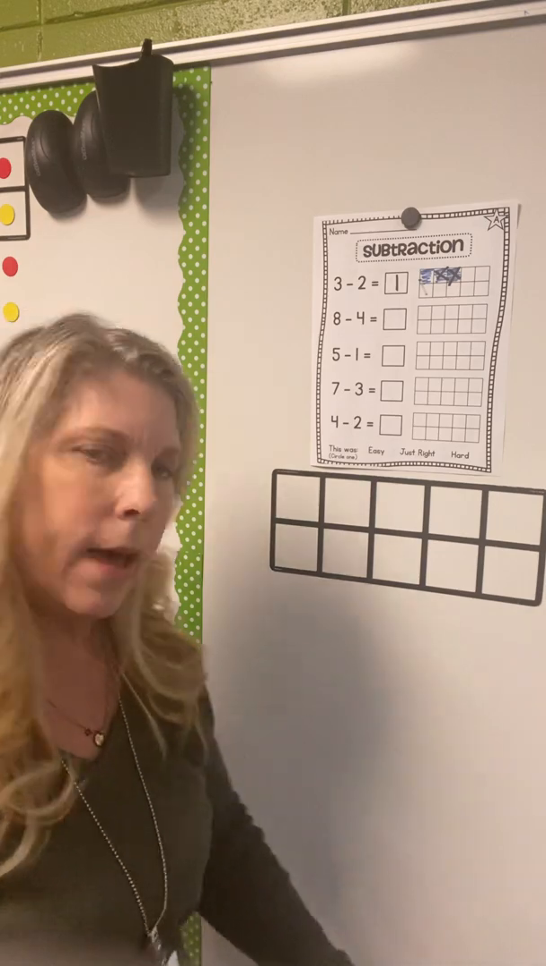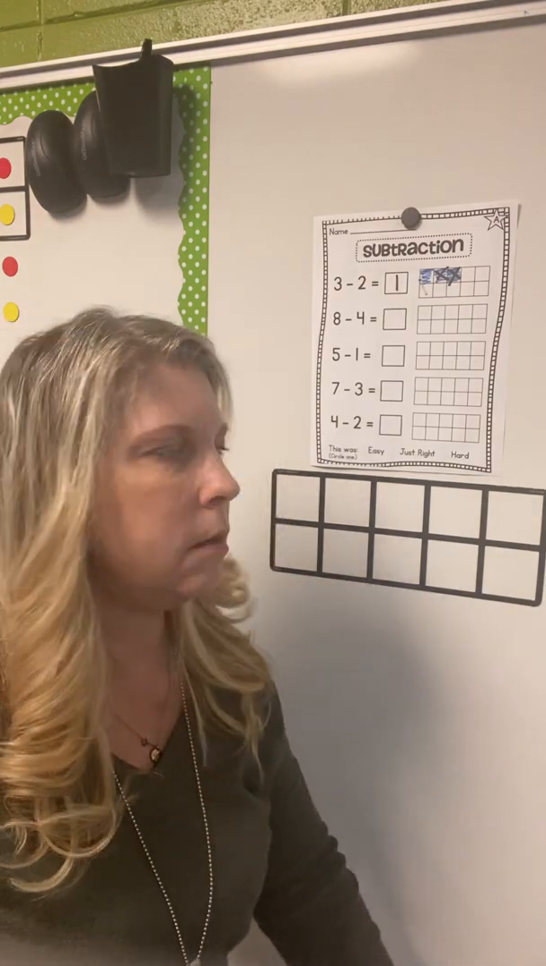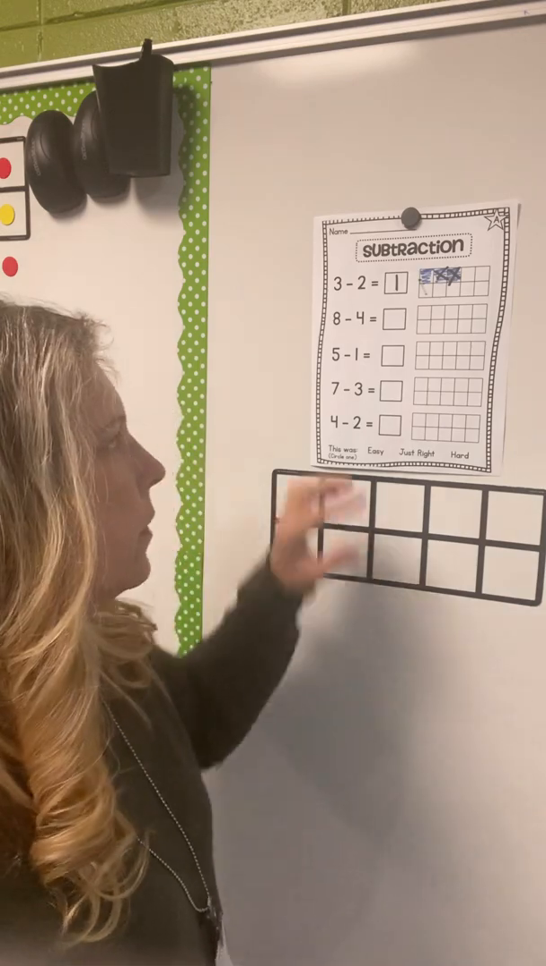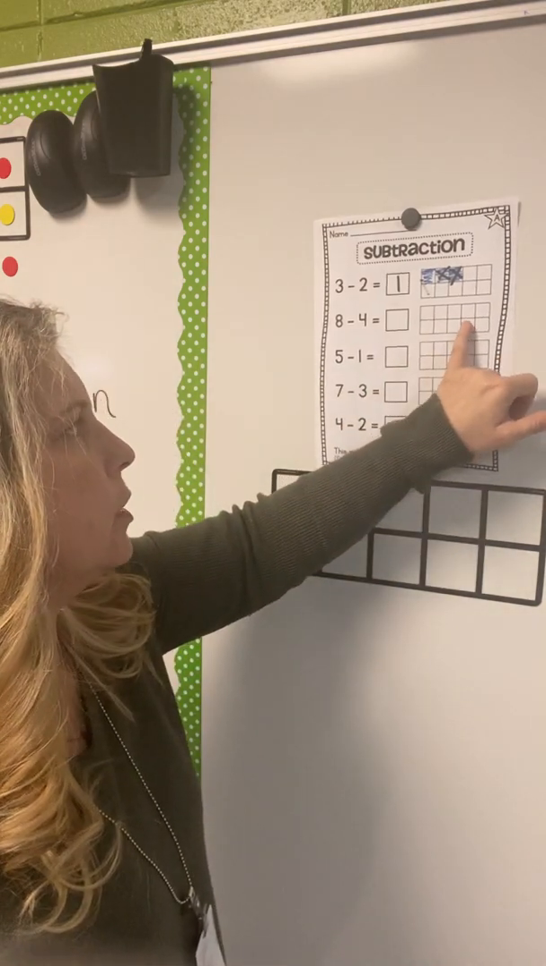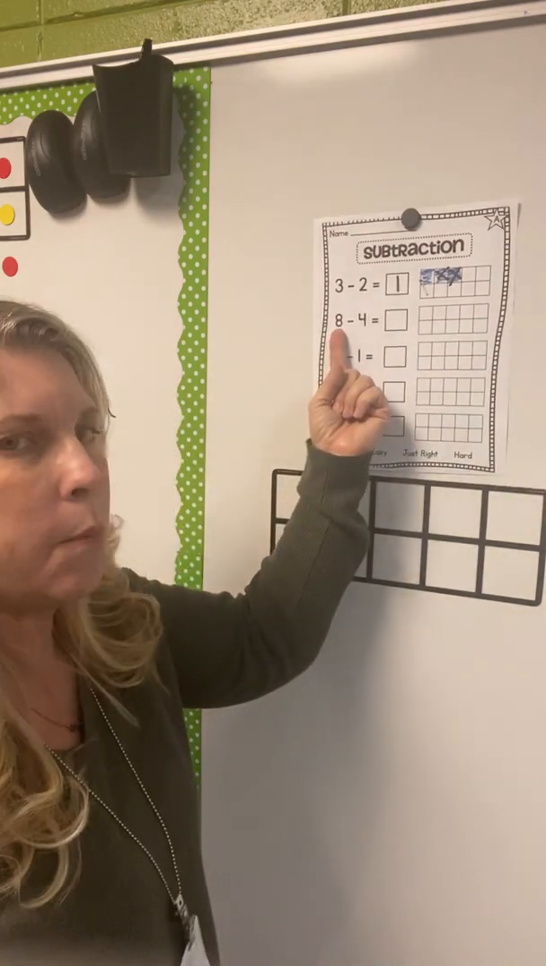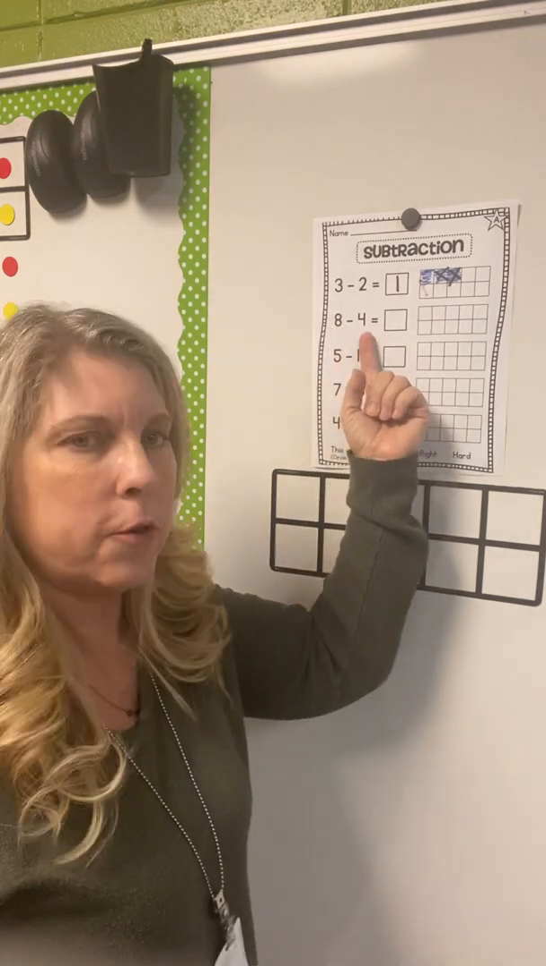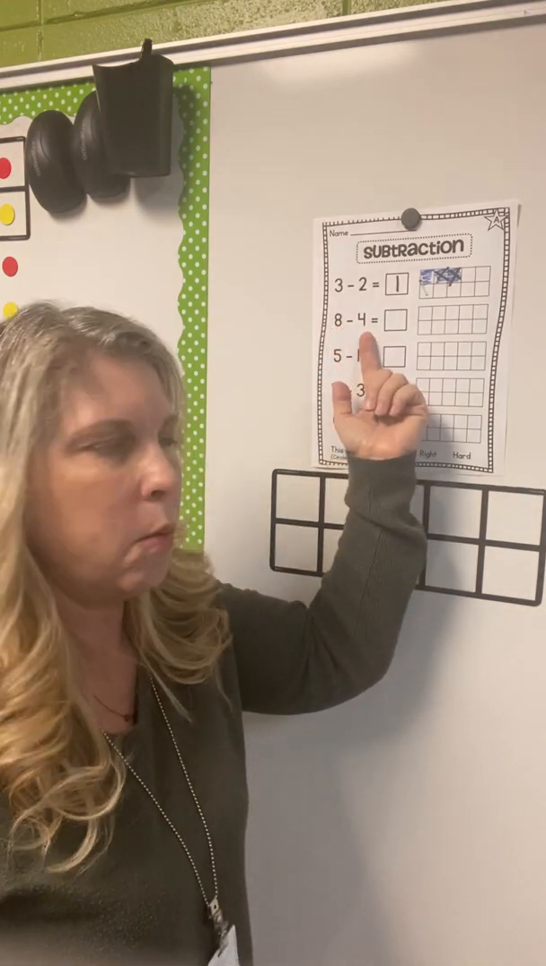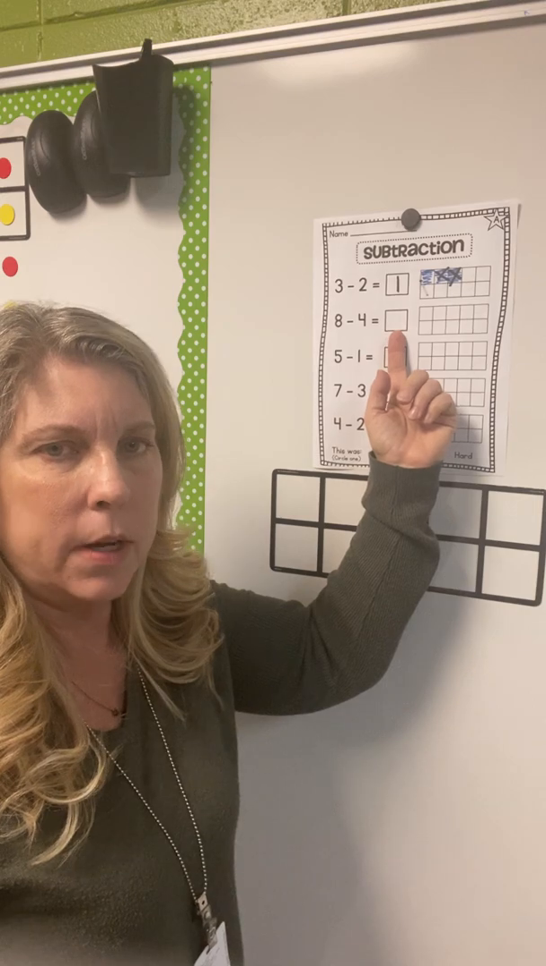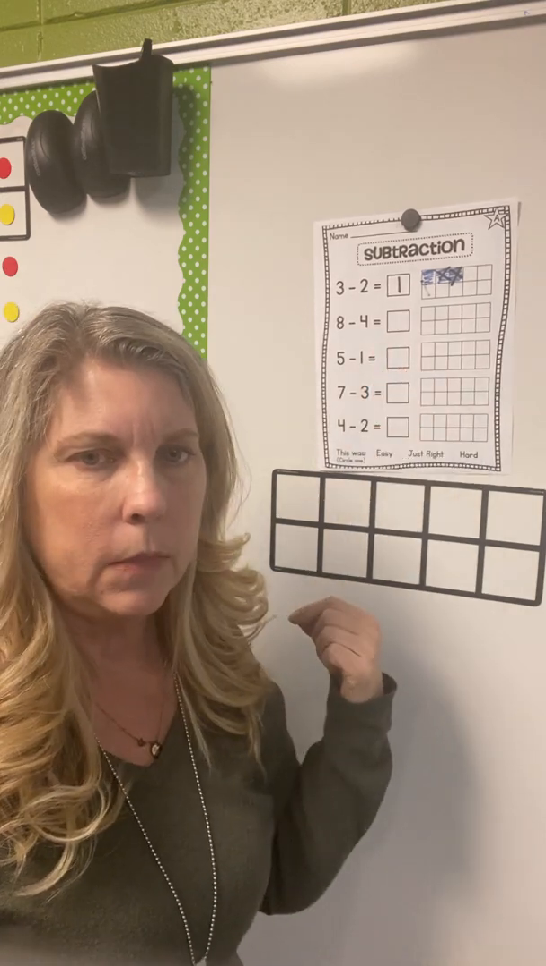Okay, so go ahead with your pen, pencil, crayon, marker, whichever writing utensil you're using on the back, and fill in the tens frames. So fill them in with your first number, and then X out that first part, the ones that you are taking away, and that will give you how many are left over. Any questions, boys and girls?